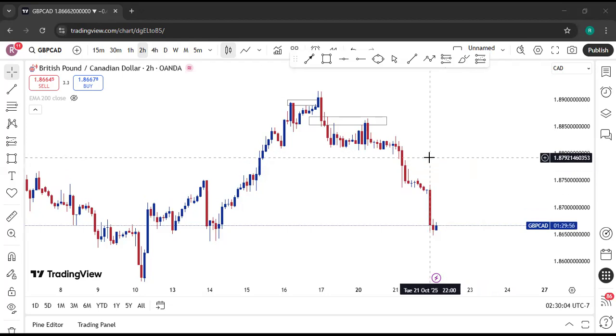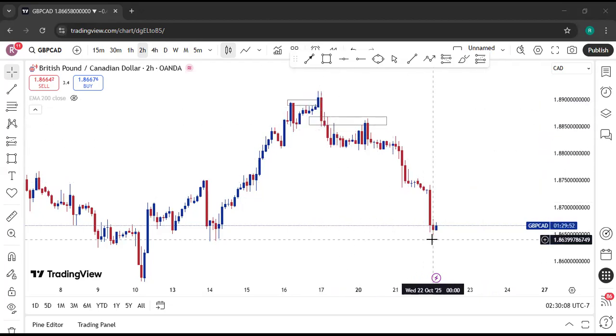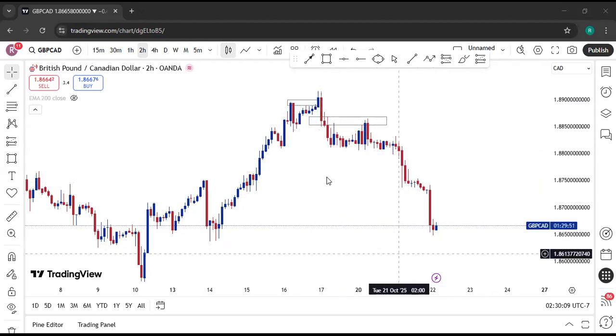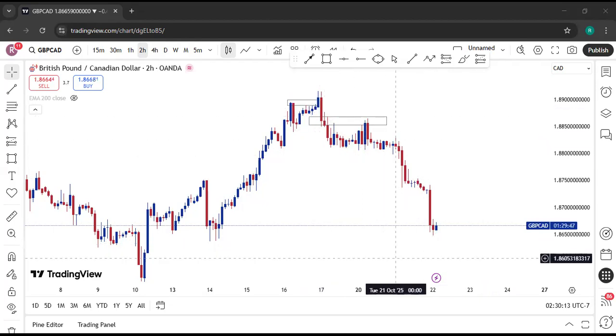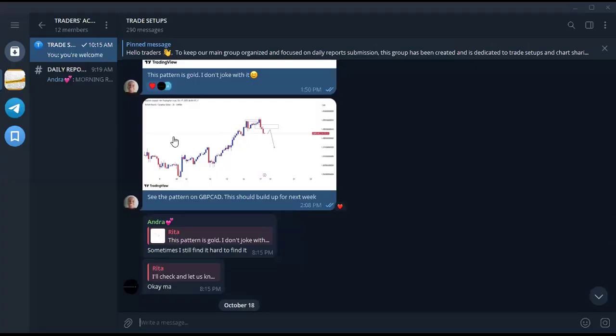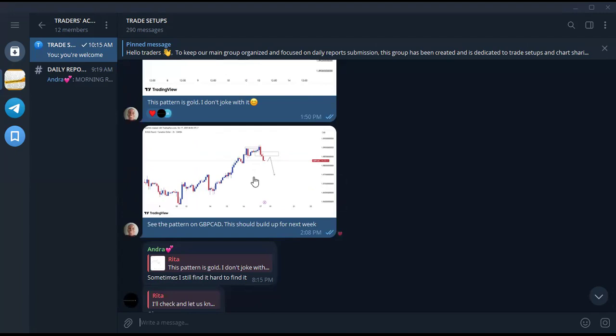So today I'm going to be sharing with you the idea behind this trade setup that I shared with my community members last week. I was anticipating this drop on GBPCAD, and that's exactly what happened. This is the chart where I share my trade setups with my community. Last week I saw a particular pattern on GBPCAD and I shared it with them. This was how it was at the time.